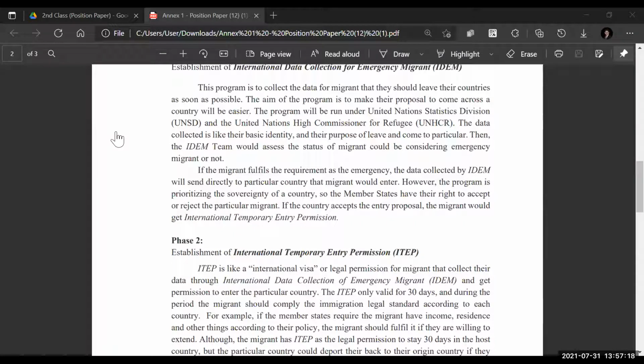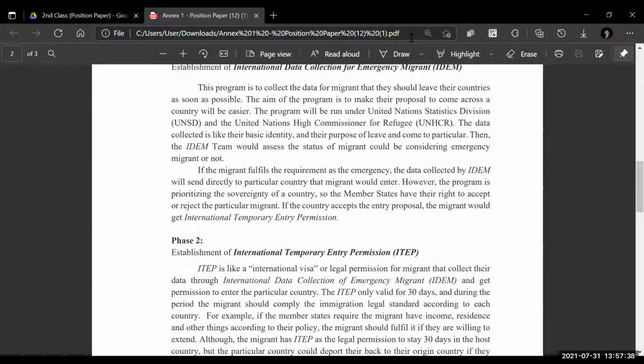Any kind of question? Mr. Abdur, I have a question. Sure, Safira. So, can a position paper be made by more than one person? Okay, thank you. So, can one position paper be made by more than one person?